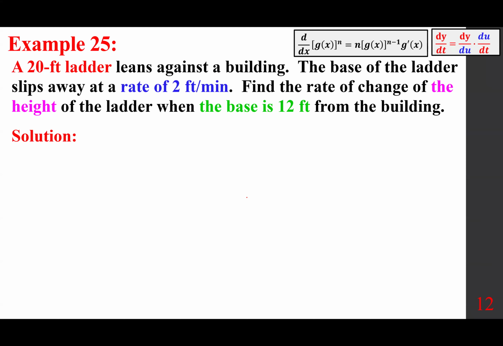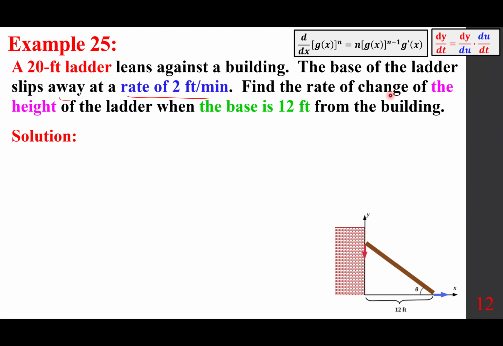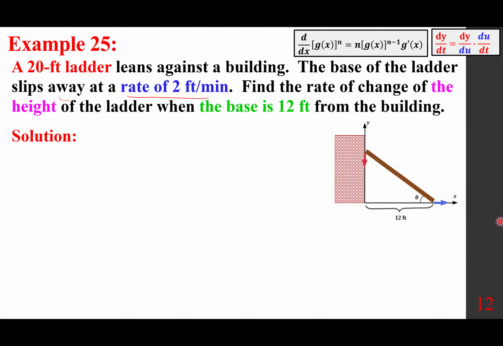A 20-foot ladder leans against the building. The base of the ladder slips away at a rate of 2 feet per minute. Find the rate of change of the height of the ladder when the base is 12 feet from the building. I can't emphasize the importance of drawing and defining our variables. So here's the building, here's the ladder, and it's moving this way, okay? And we have to define our variables. Now, this one is whatever you want, x, this one is y, that's how you define it. And the ladder is fixed at 20 feet.